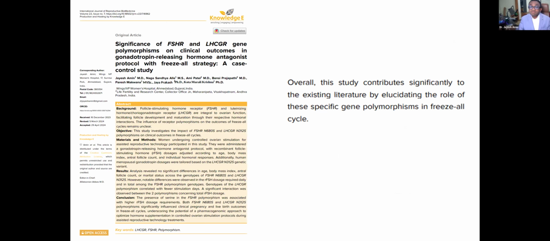So here I already said something about the conclusion and relevance: overall, this study contributes significantly to the existing literature by elucidating the role of this specific gene polymorphism in the freeze-all cycle. The conclusion is that the presence of serine in the FSHR polymorphism was associated with higher rFSH dose requirement, and both FSHR 680S and LHCGR 312S polymorphisms significantly influenced clinical pregnancy and live birth rate outcomes in freeze-all cycles. So this is how you can explain the conclusion.